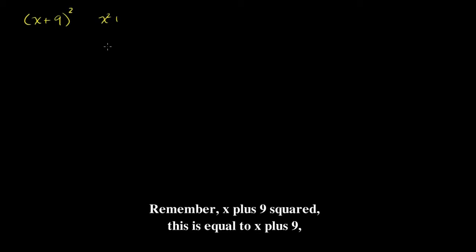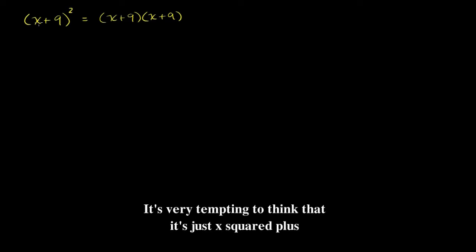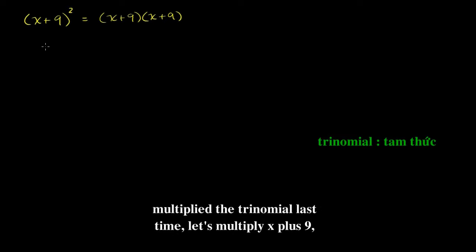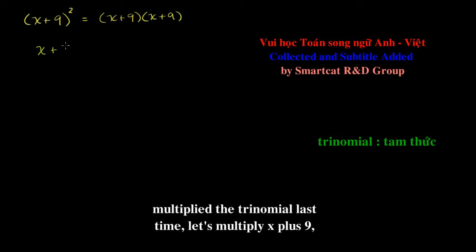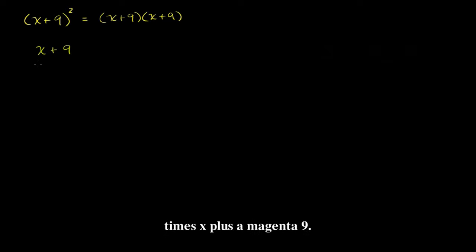Remember, x plus 9 squared is equal to x plus 9 times x plus 9. This is a multiplication of this binomial times itself. You always need to remember that. It's very tempting to think that it's just x squared plus 9 squared. But no, you have to expand it out. And now that we've expanded it out, we can use some of the skills we learned in the last video to actually multiply it. And just to show you that we can do it in the way that we multiplied the trinomial last time, let's multiply x plus 9 times x plus a magenta 9.